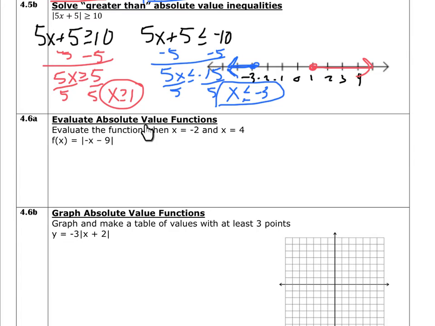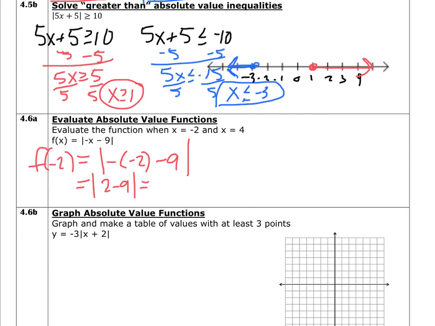4.6a wants us to evaluate absolute value functions. All they want us to do is use this function here, do one example with -2 and one with 4. So I'm going to first find f of -2. Let's do absolute value of negative. That becomes a -2 minus 9. Be careful, this negative and negative becomes a positive. So it's absolute value of 2 minus 9. That's going to be the absolute value of -7, which will therefore equal 7.